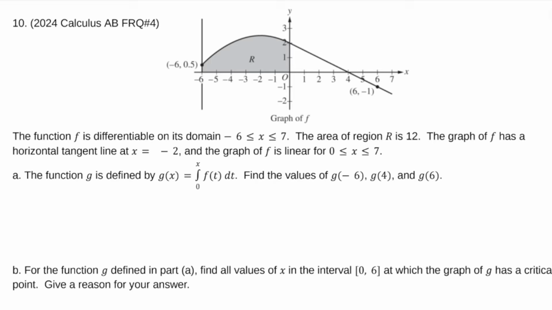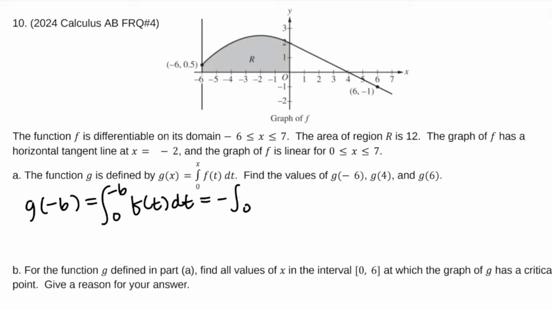So g is defined by the integral from 0 to x of f of t dt. Find these three values. We can definitely do that. g of -6, they went ahead and told us the area of R, so that'll be helpful. The integral from 0 to -6 of f, which is the negative of the integral from -6 to 0.